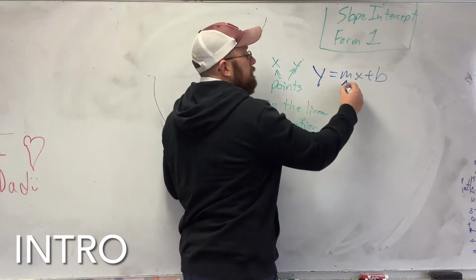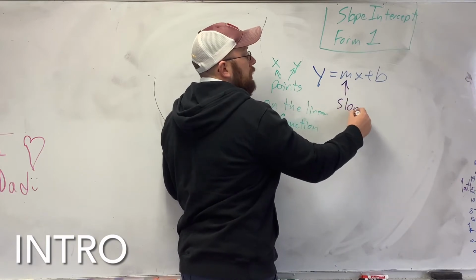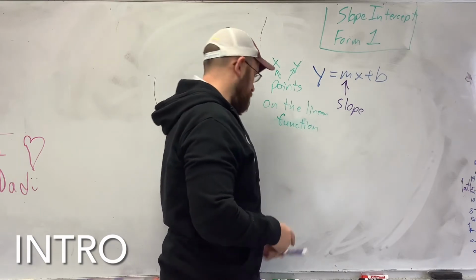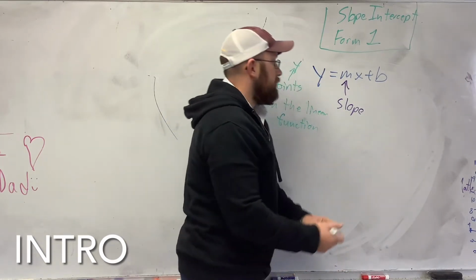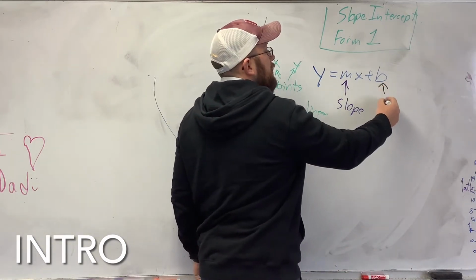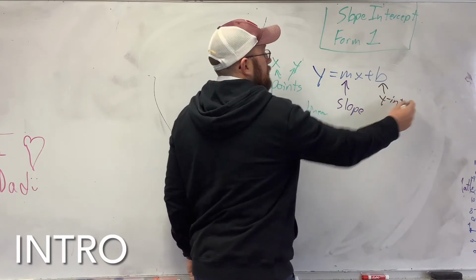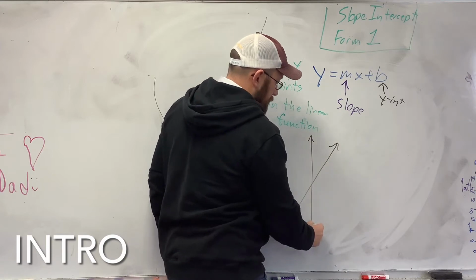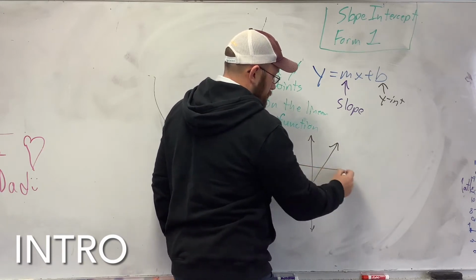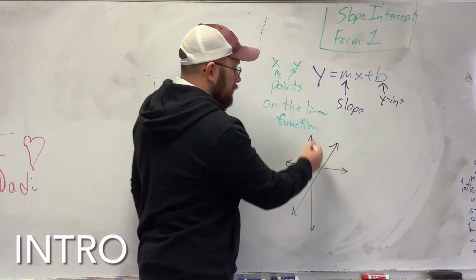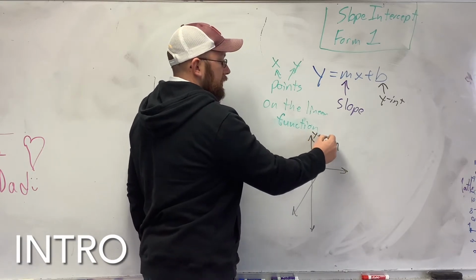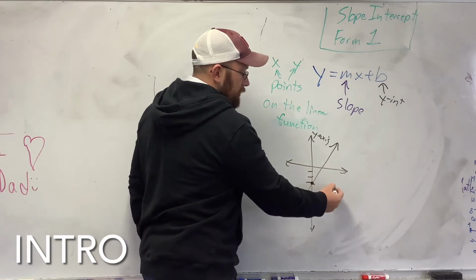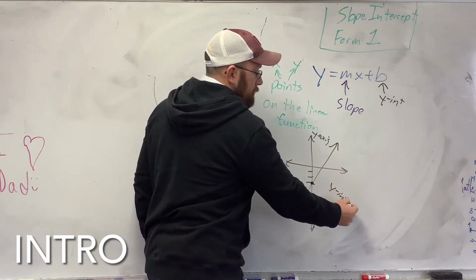Your m is what is called your slope. It's your rate of change. It's how fast the line goes up or down. And the last one is the y-intercept. The y-intercept is found where your line crosses the y-axis. So if it crosses right there, then your y-intercept would be -3.